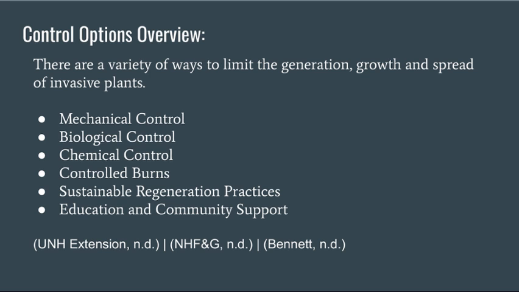There are a variety of ways to control invasive species on the landscape, and a variety of ways to limit the generation, growth, and spread of invasive plants. These include mechanical control, like mowing, biological control, like bringing in pests native to their homelands, chemical control, controlled burn, sustainable regeneration processes, ensuring that there's adequate native seeds in the soil, and education and community support is going to be a key impact and factor in the success of all of these.